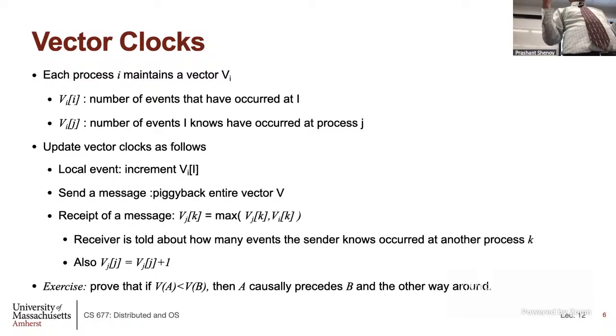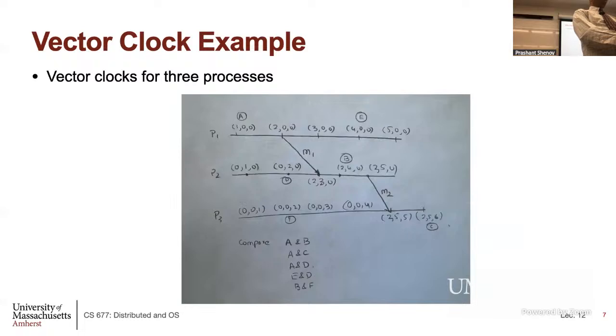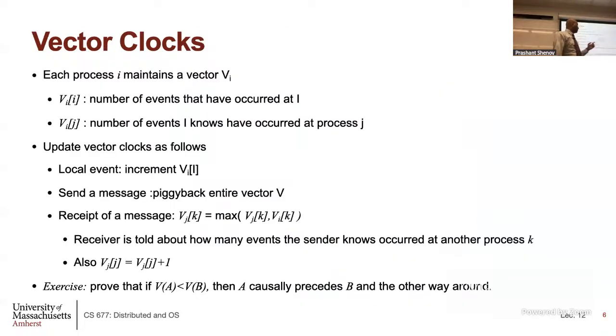You are going to keep now a vector of integers. For local events, you increment your ith element in that vector. When you send messages, you include the vector. When you receive a message, you take the max of your vector and the one that came with the message, and you add 1 to your jth element. That's all you do. So let's now take an example, and then we'll try to understand why we got this property. If you compare these vectors and the timestamp of A is less than the timestamp of B, now you can claim just by looking at the timestamps that A has happened before B, or A causally precedes B. So let's take an example first.